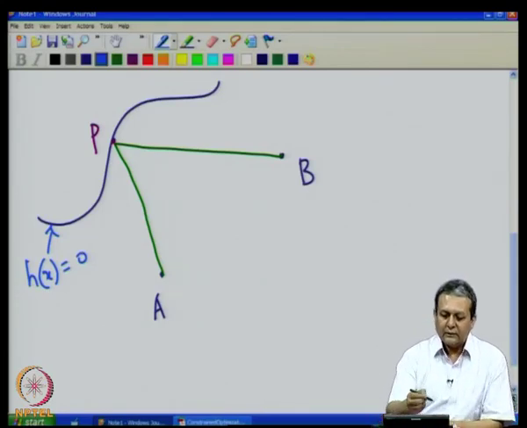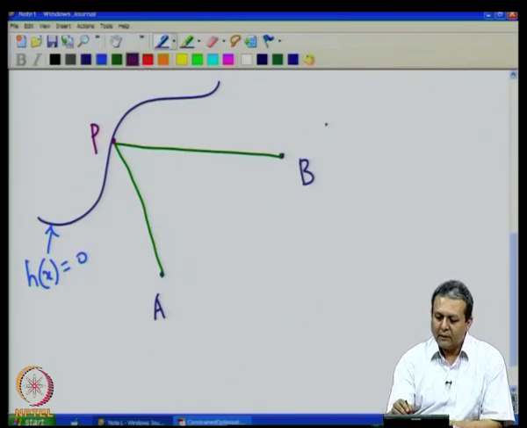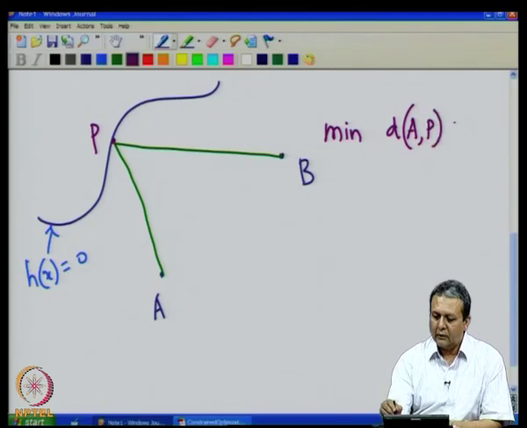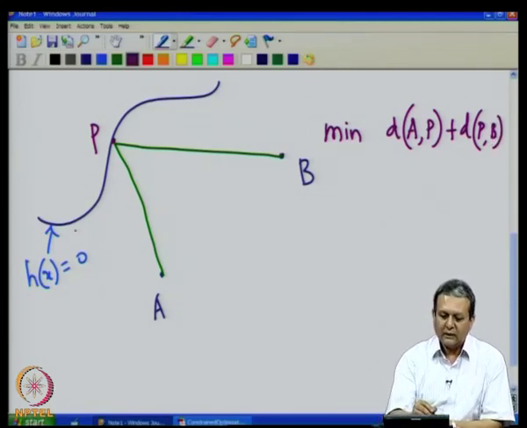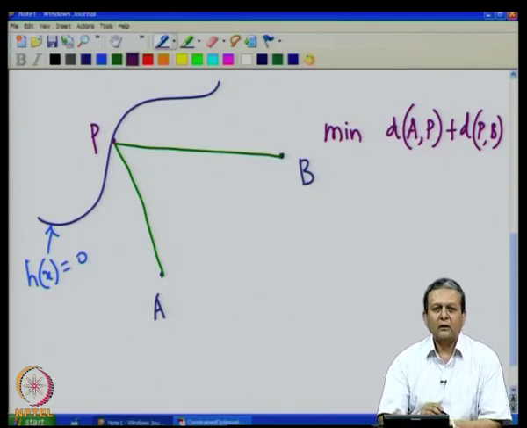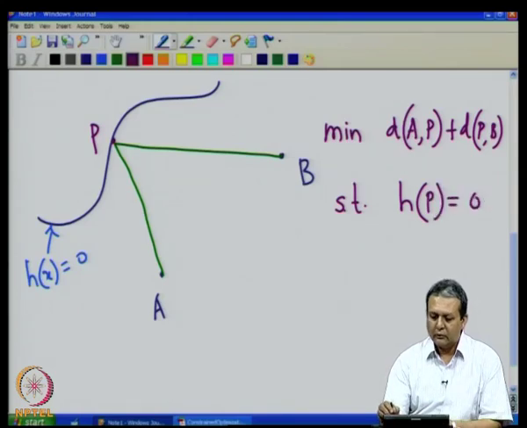So, what we are interested in is to solve the following problem, where we want to minimize the distance between A and P plus the distance between P and B. Now, what are the constraints? The constraint is that the point P should belong to the curve h of x equal to 0. So, we are interested in finding the point P.